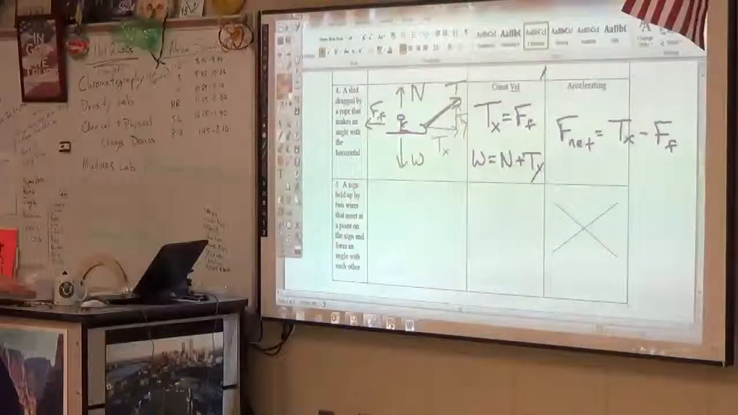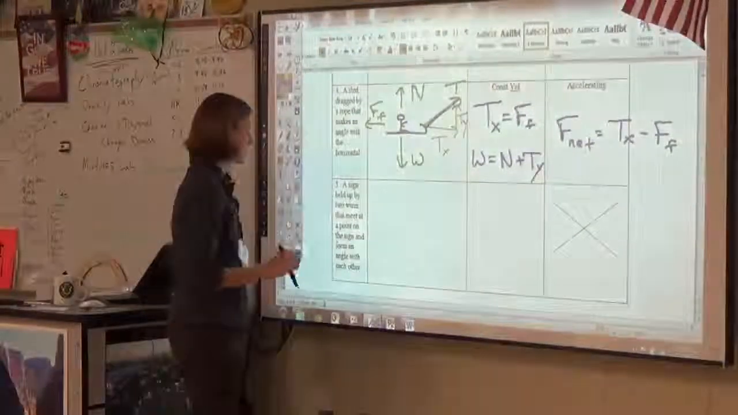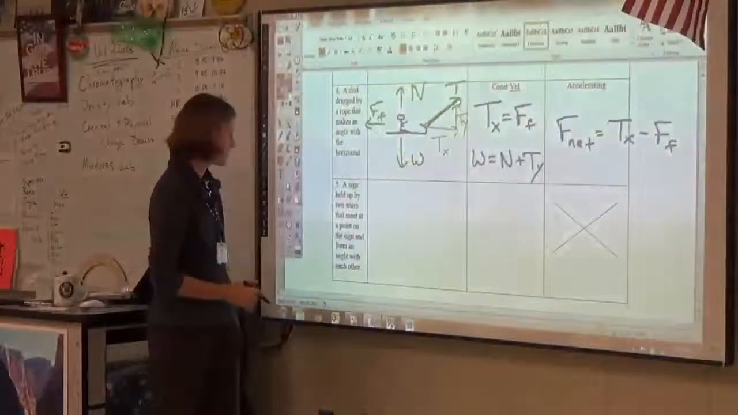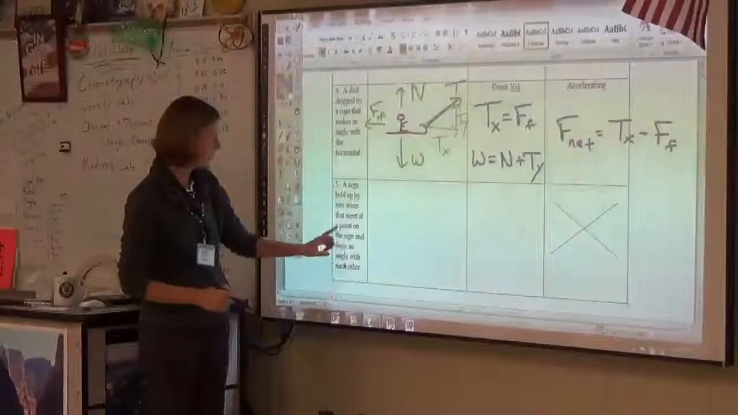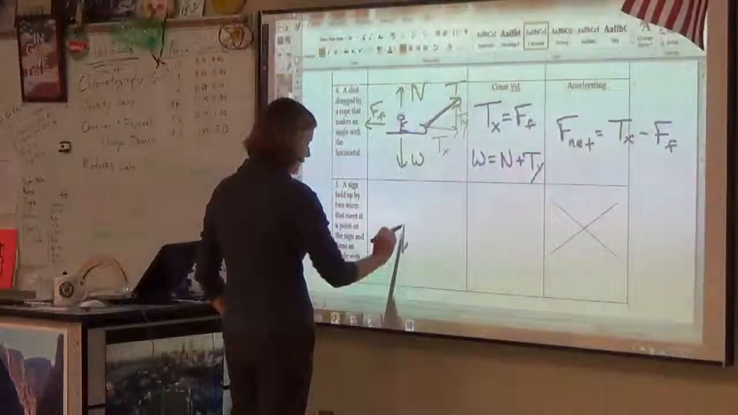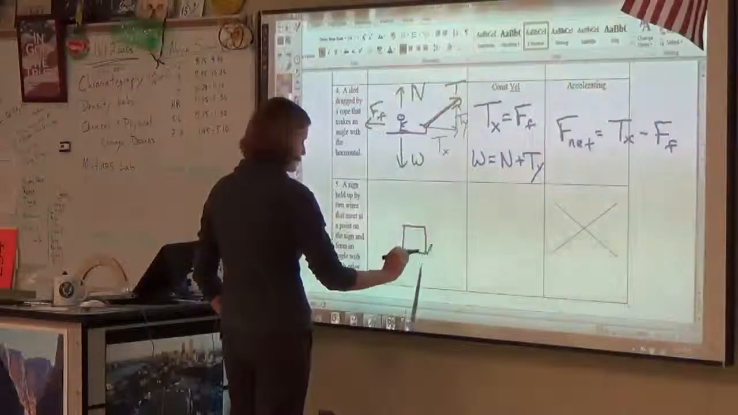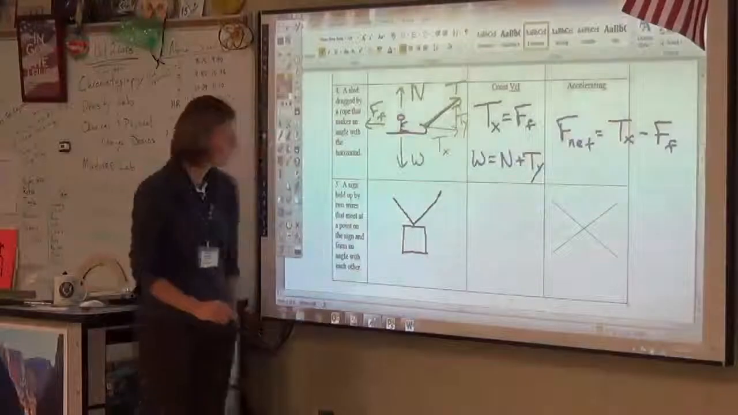And then last but not least, at least for this side, sometimes you'll have something like a sign hanging by wires, like in this case. So a sign held up by two wires that meet at a point on the sign and form an angle with each other. Like old-fashioned TV.